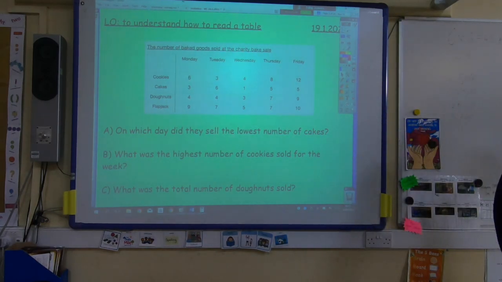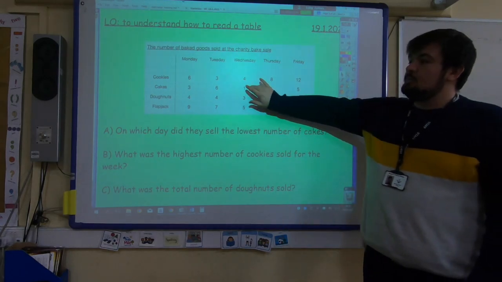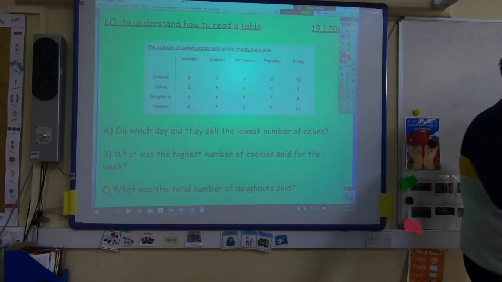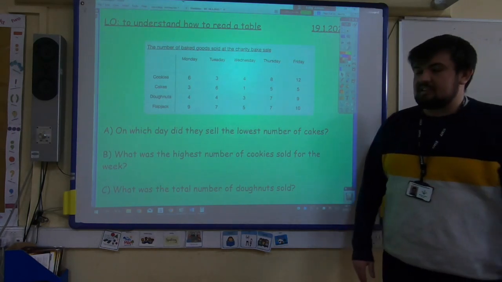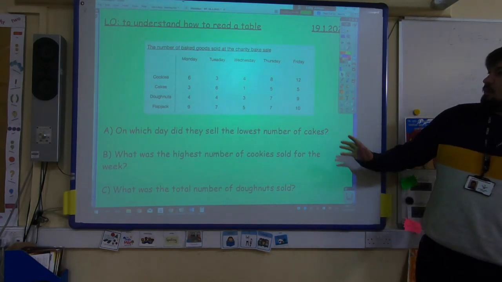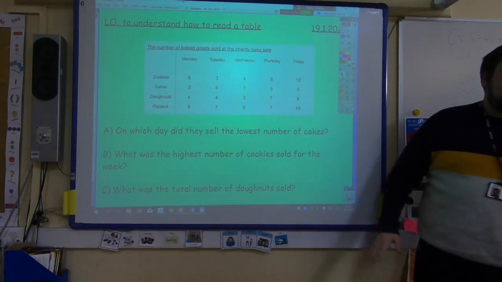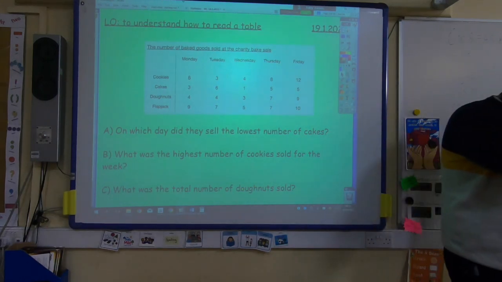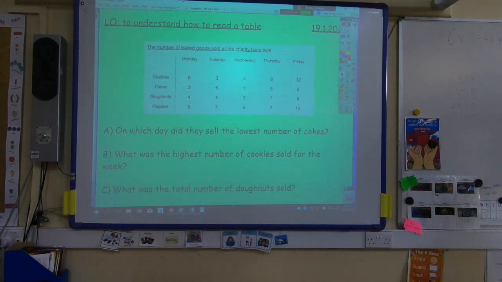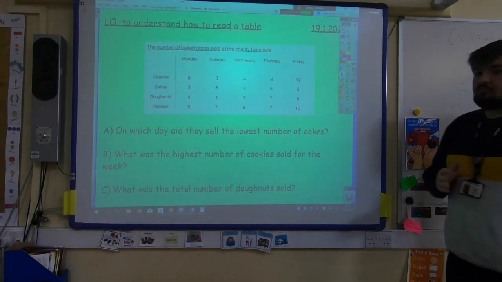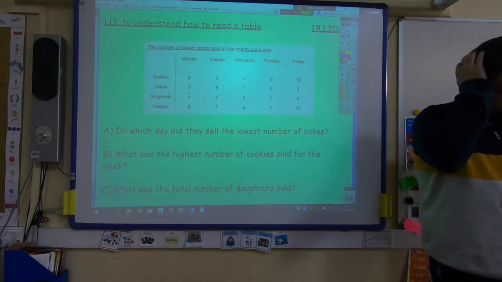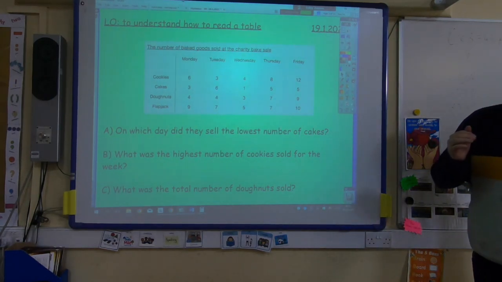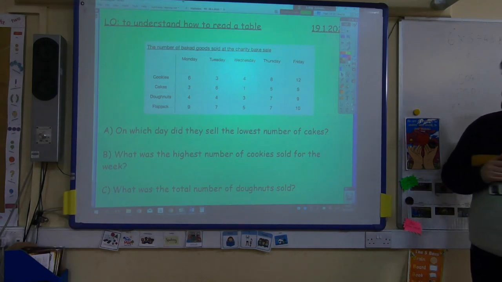We will come back to them because tables, bar charts and graphs relate to each other very well, and they work alongside each other. But for now, we're just going to focus on tables on their own. Who can tell me what's the name of this table? Daisy. The number of baked goods sold at the charity bake sale. Yeah, nice.